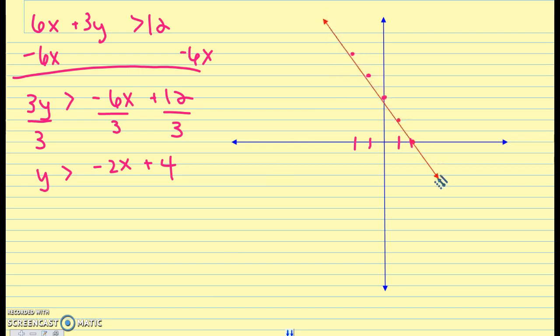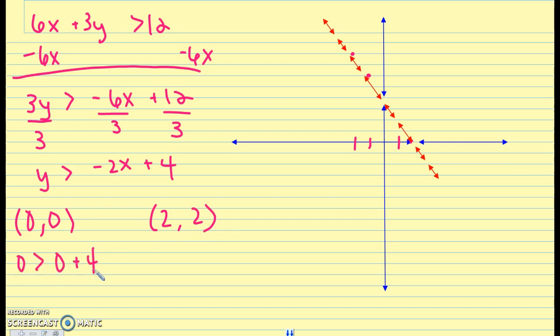remembering that because this is just greater than and not greater than or equal to, I'm going to dot my line. Okay, and then I need to plug in those points. So again, 0, 0 is an easy point to plug in. As is over here, I'm just going to pick a point at random, kind of 2, 2 will work. So this says 0 is greater than 0 plus 4, which is 0 is greater than 4.